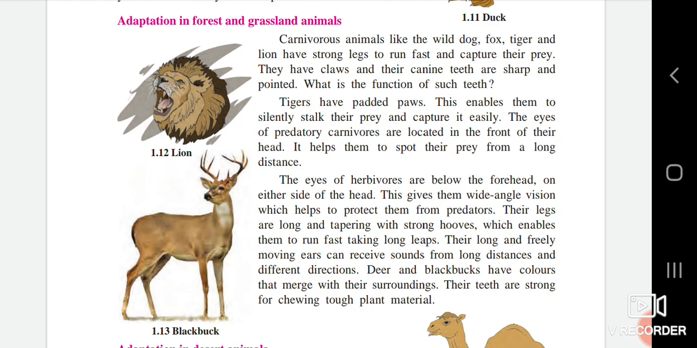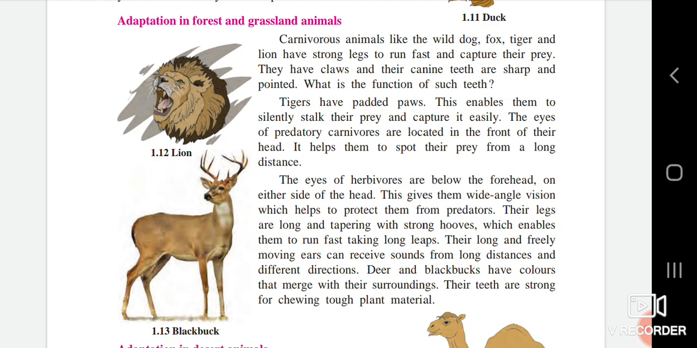Now tigers have padded paws. This enables them to silently stalk their prey and capture it easily. So the prey do not easily come to know that there is a tiger or lion or carnivorous animal around them. The eyes of predatory carnivores are located in the front of their head. It helps them to spot their prey from a long distance. So these are the features which help carnivorous animals to easily catch their prey.